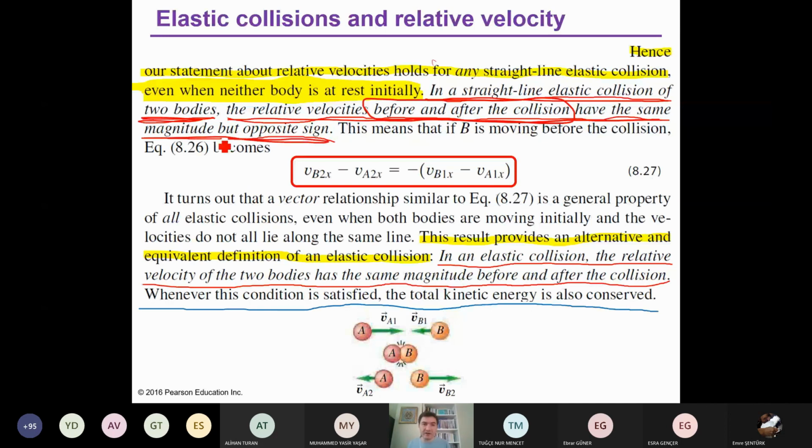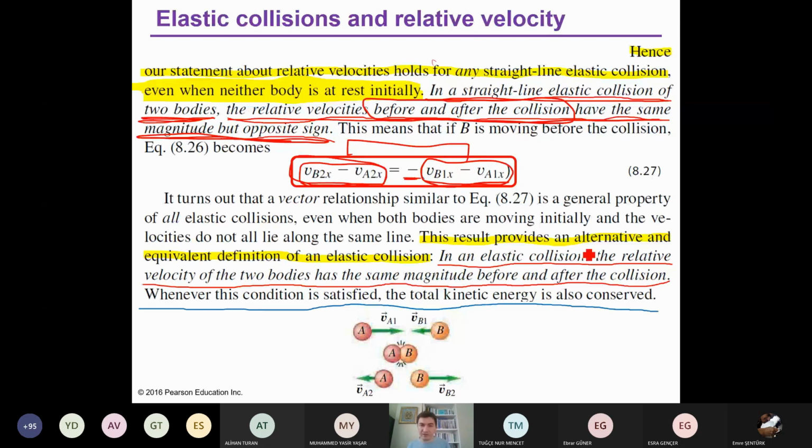This is on the left side, we have relative velocity of B to A after the collision. On the right side here, within this bracket, we have relative velocity of B to A before the collision. In magnitude, they are same, but there is a negative sign here. Okay, so this result provides an alternative and equivalent definition of an elastic collision and very helpful in some problems.